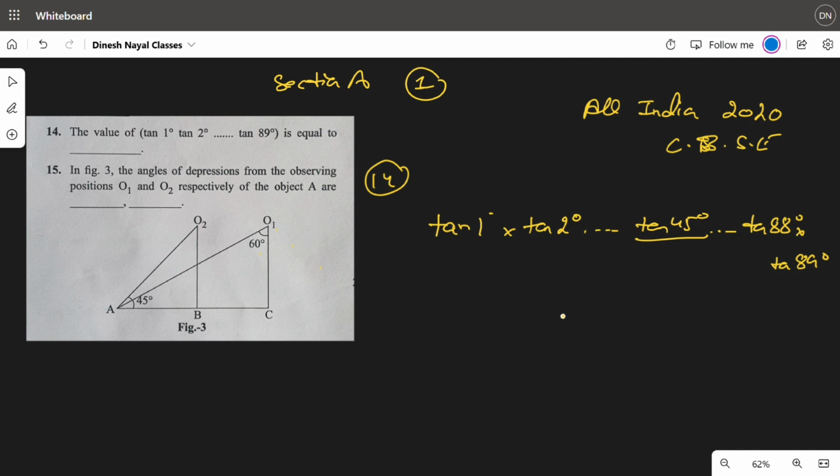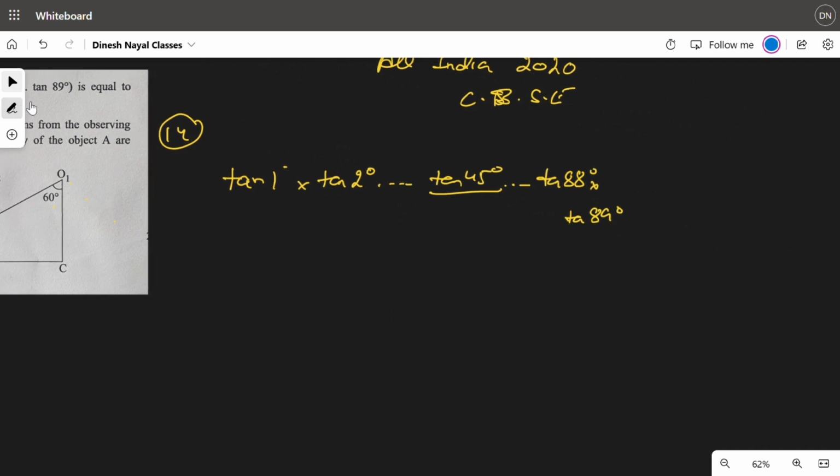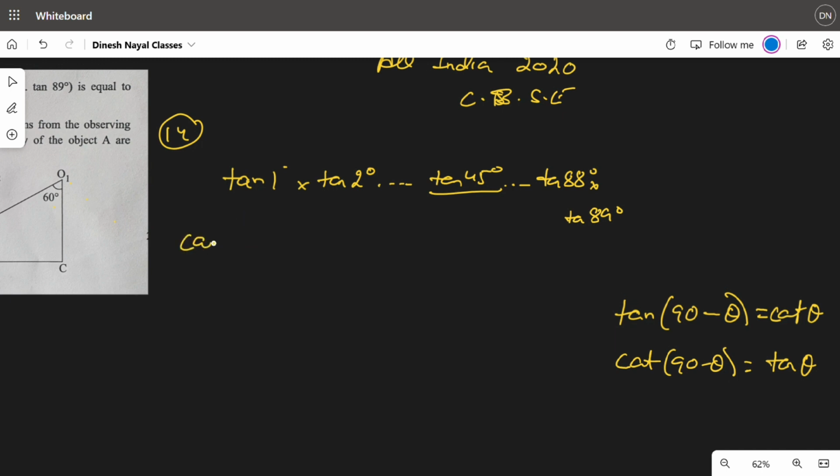Now you must know this formula: tan 90 minus theta is cot theta. Similarly, cot 90 minus theta is tan theta. Now how can you write tan 1 degree? Tan 1 degree can be written as cot 90 minus 1, since cot 90 minus theta is tan theta.